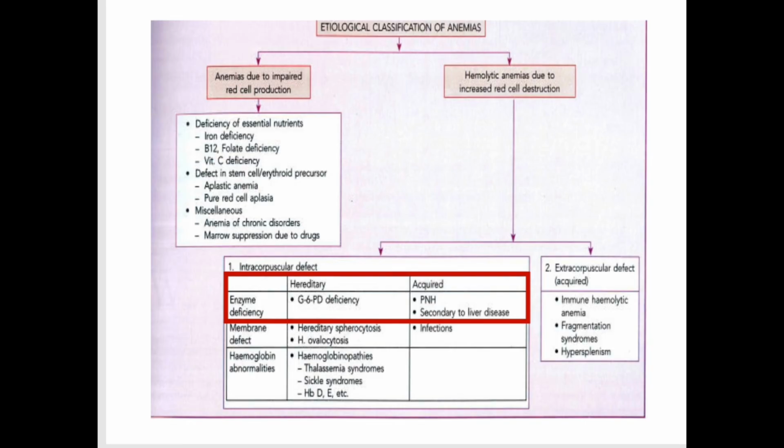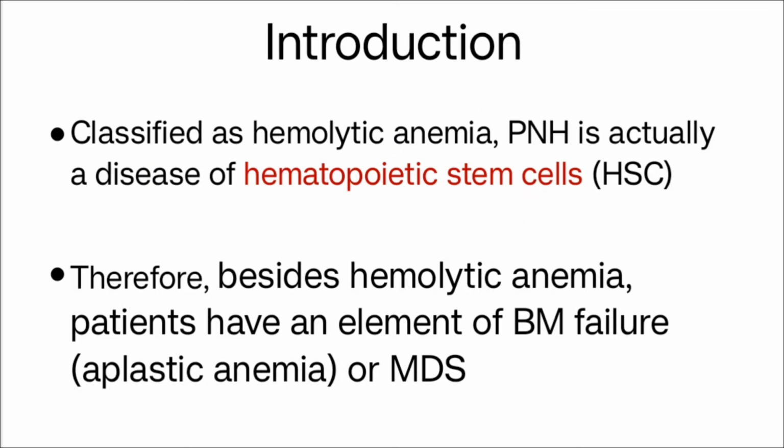Starting with the etiological classification of anemia. Anemia is divided into anemia due to impaired red cell production or anemia due to increased red cell destruction. It is again divided into intracorpuscular defect and extracorpuscular defect. So as we already discussed, hereditary enzyme deficiency is G6PD deficiency while acquired enzyme deficiency is PNH. G6PD video link given below.